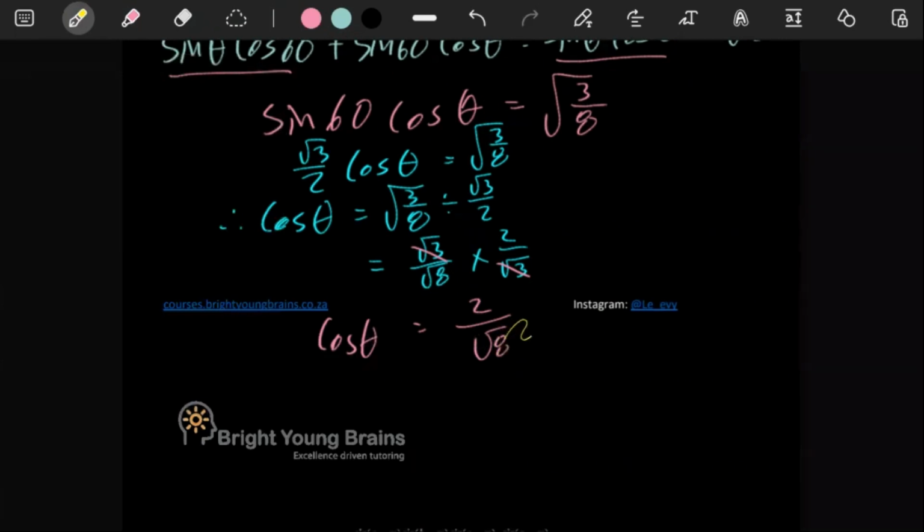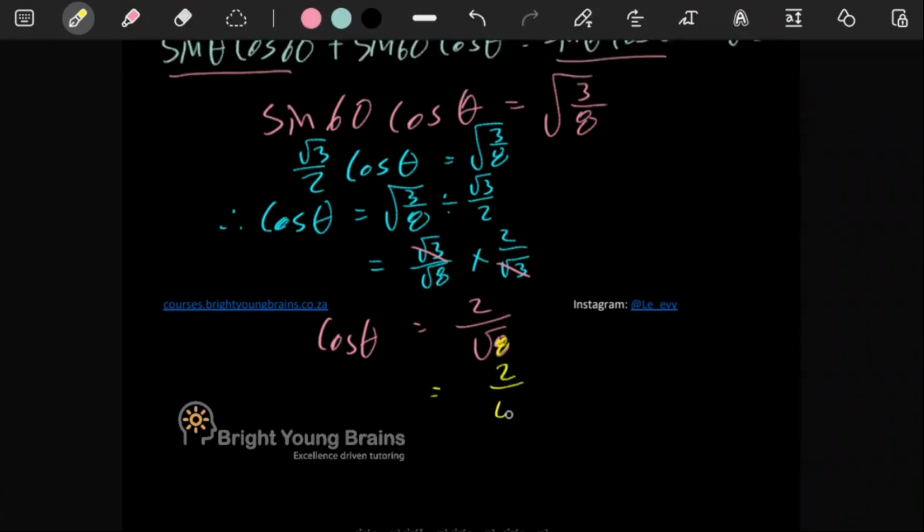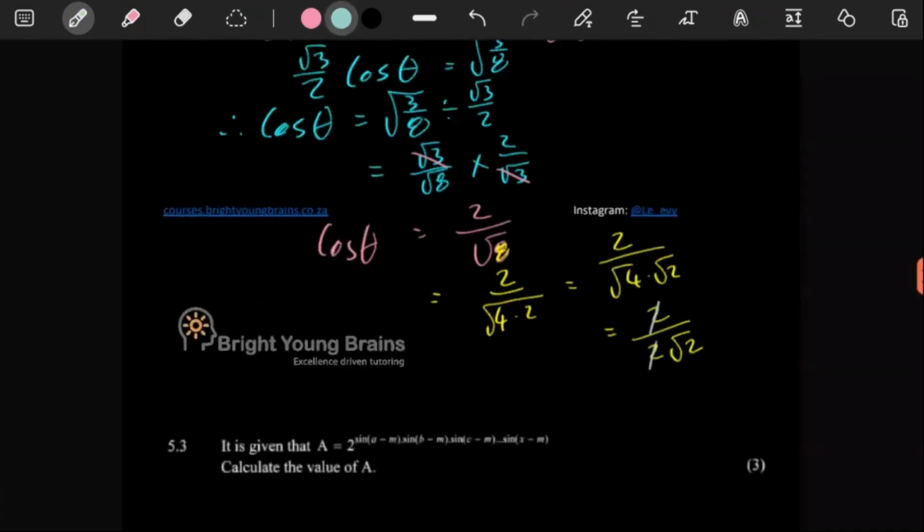So 8, you have to write it in terms of square numbers. It's 4 times 2, the only way you can write the bottom. Which is then going to give you square root of 2 and square root of 4. So it's 2 here, square root of 4 times square root of 2. You're going to have 2 at the top and then 2 square root of 2, and then the 2's cancel out. Then you have 1 over square root of 2. This is what cos theta is equal to.